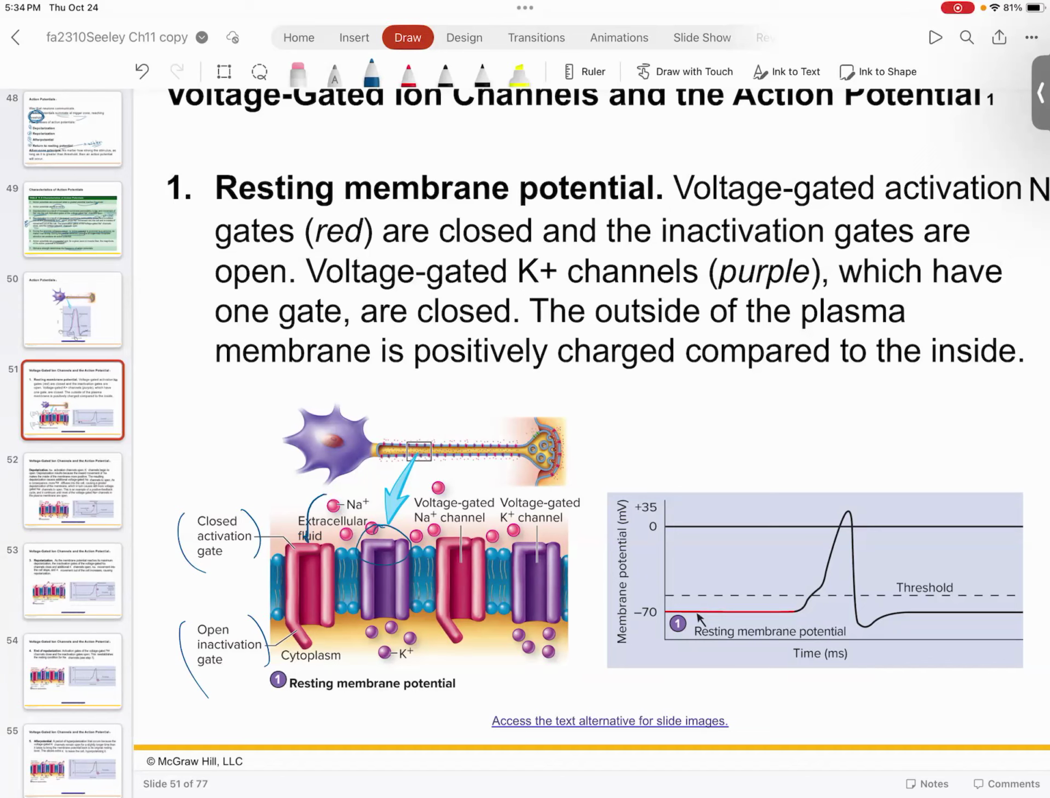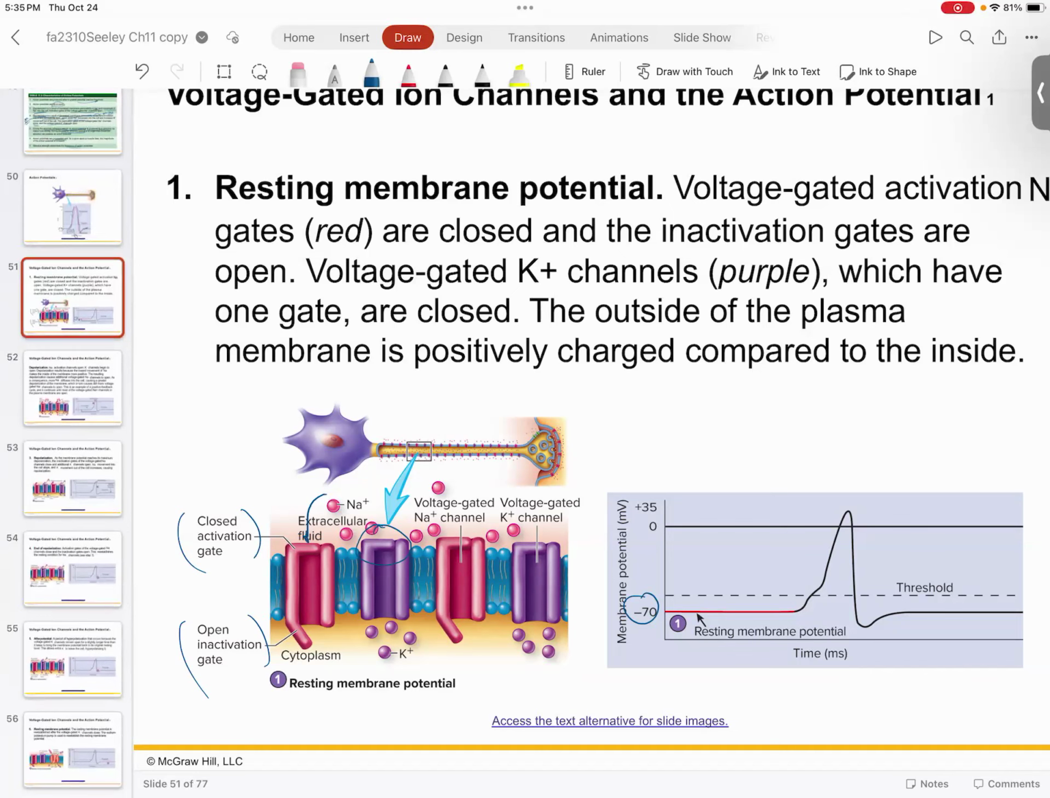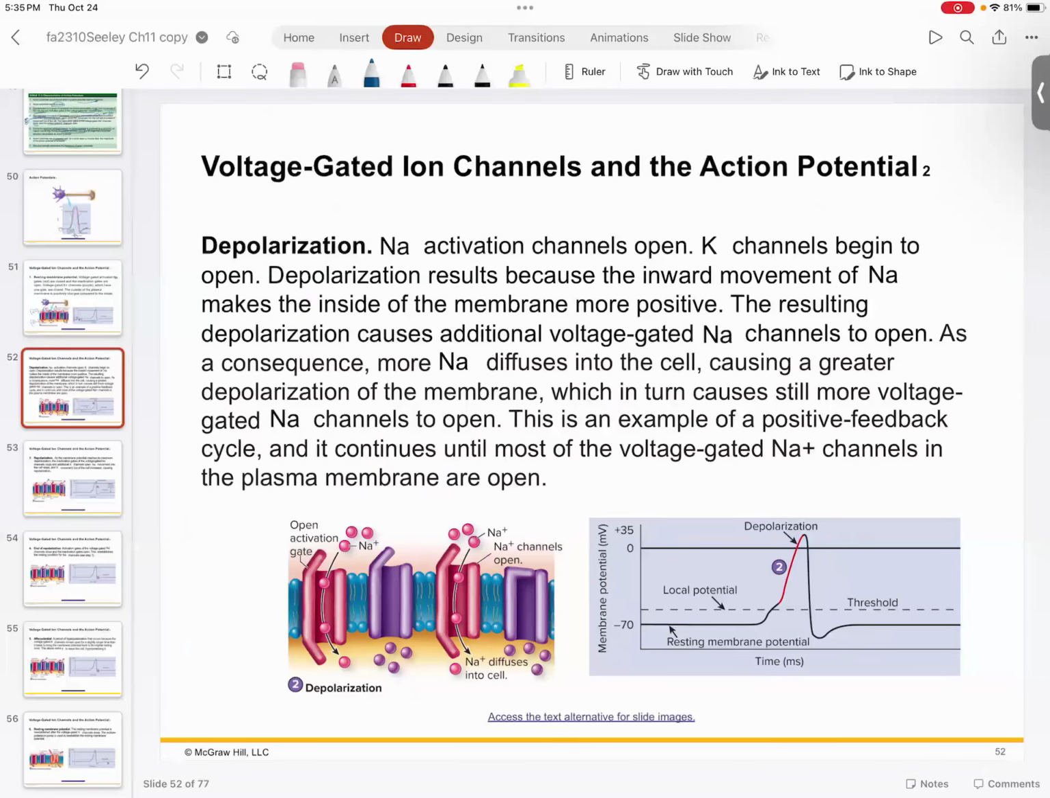Now remember, the resting membrane potential at -70 is being maintained by a combination of the sodium potassium pump and the potassium leak channels and the sodium leak channels to a lesser degree, right? That's what's maintaining this -70 and keeping it the same. Then what's going to happen is we're going to hit a stimulus and we're going to hit a depolarization event.